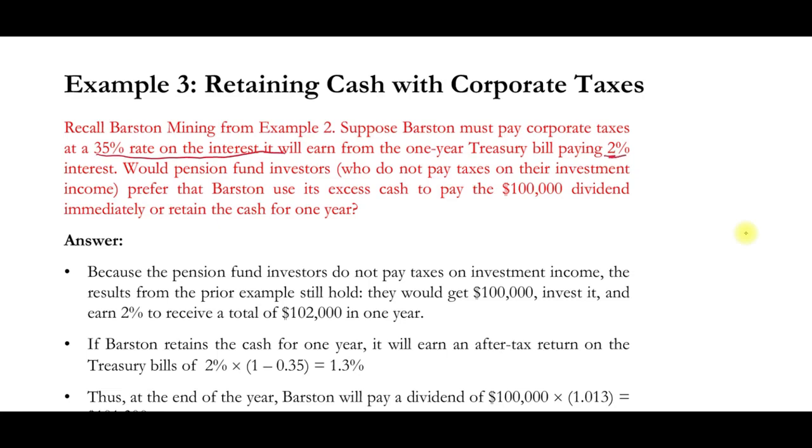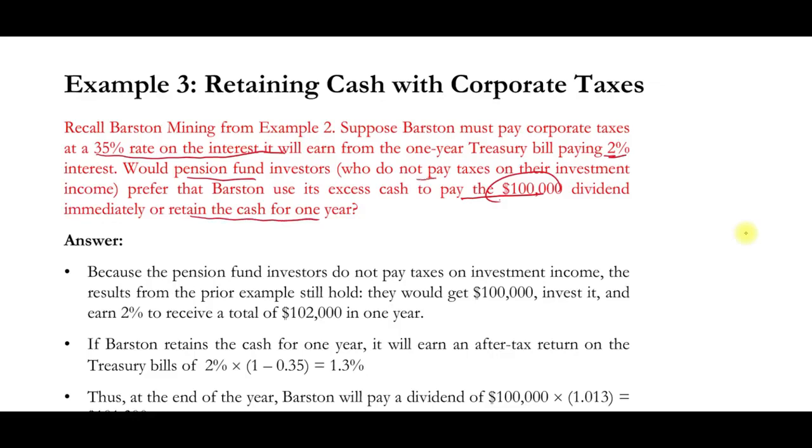Would pension fund investors, so remember the pension fund people, they prefer more dividends, right? Because they actually need to meet the requirements of different pension holders. They prefer that Burton use its excess cash to pay dividends. So they prefer the company to pay dividends while the company is retaining it. Would pension fund investors prefer that Burton uses its excess cash to pay dividends immediately or retain the cash for 1 year? So let's see whichever approach is good for them.